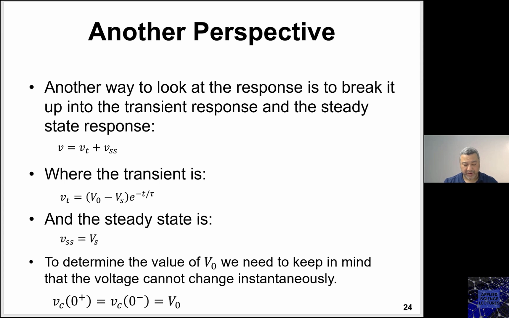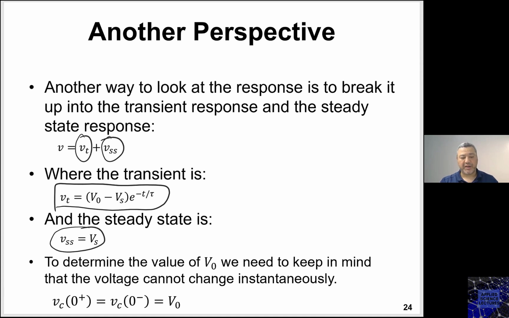Okay, so here is another perspective. We can say that we can decompose this step response into two responses. One of them is responsible for the transient, and the other is responsible for the steady state. I can call this one the transient because this is the one that is multiplied by the exponential function, and I can call this one the steady state. At the end, I need to find V naught, I need to find Vs, and I need to find tau for the RC circuit with a step response.